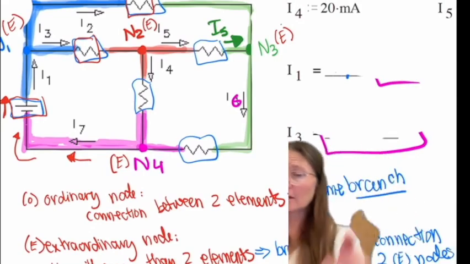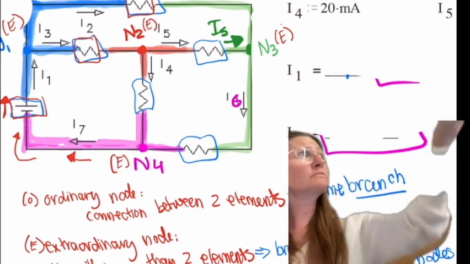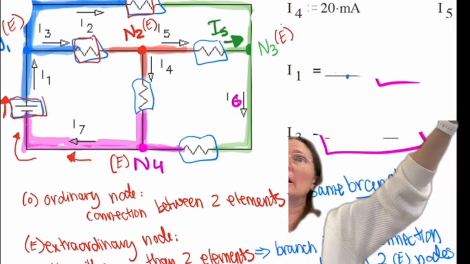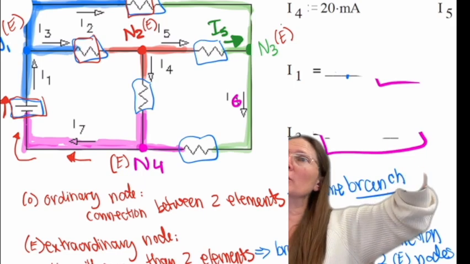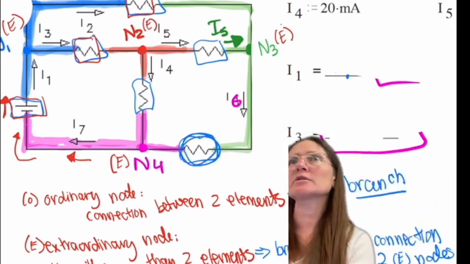So for this example, you have N3 and N4. N3 to N4 is a branch. There's only one element in it, which is this element here. That would be considered a branch.